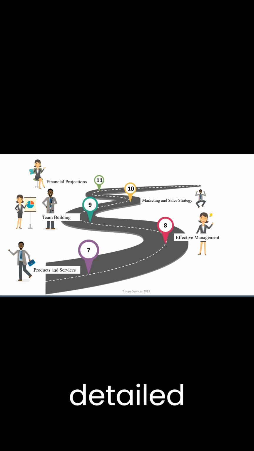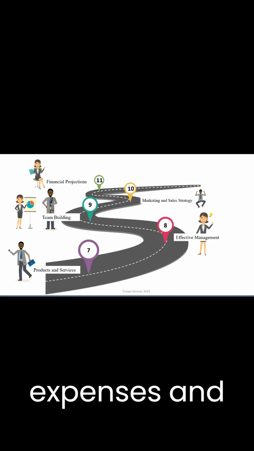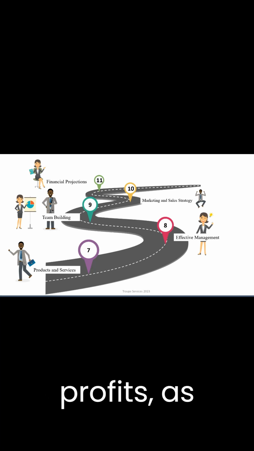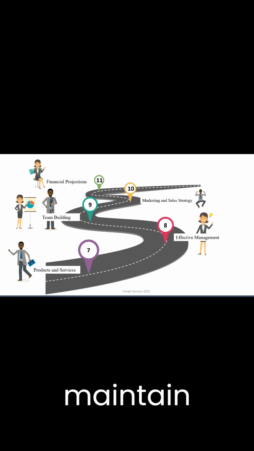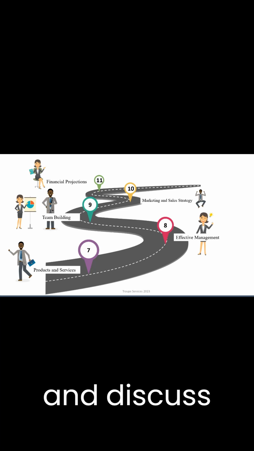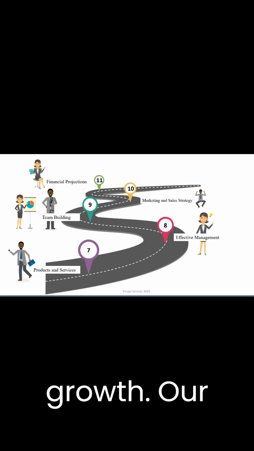Step number 11 is financial projections. This will provide detailed financial forecasts, including sales projections, anticipated expenses, and projected profits, as well as explain the pricing strategy for your product or service and how you will maintain profitability, and discuss your funding requirements and how you will manage your finances for sustainable growth.